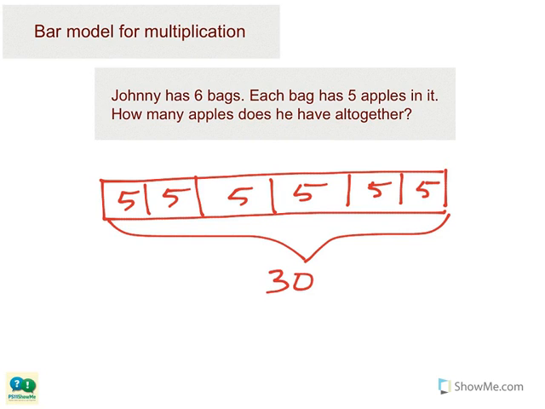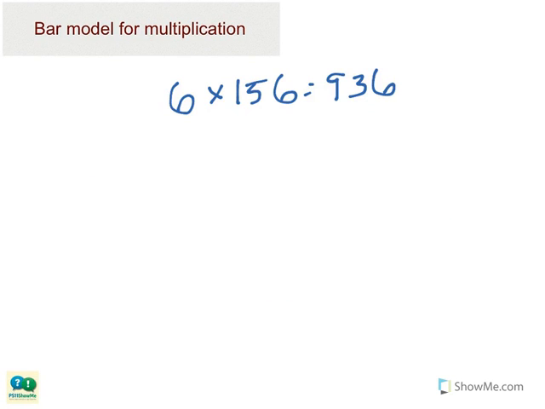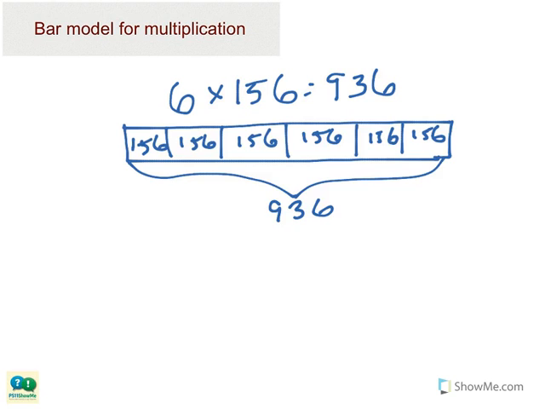If the word problem said that there were 5 bags with 6 apples, I would have a bar model that has 5 groups with 6 apples in each. Let's try this with larger factors. 6 times 156 equals 936. One way I can draw this bar model or tape diagram is with 6 groups and put 156 in each one, which gives me a total of 936.